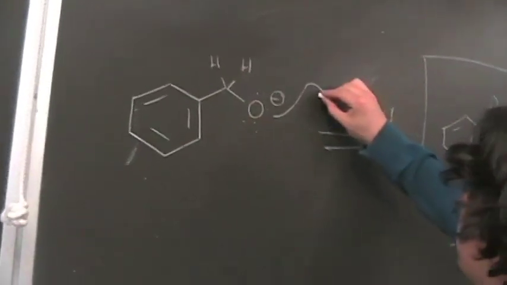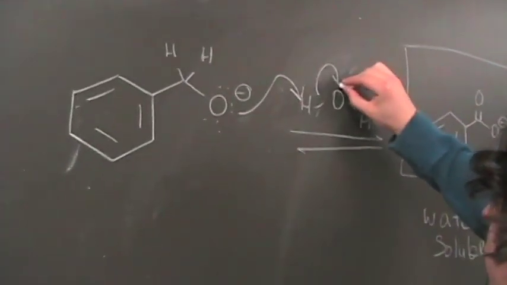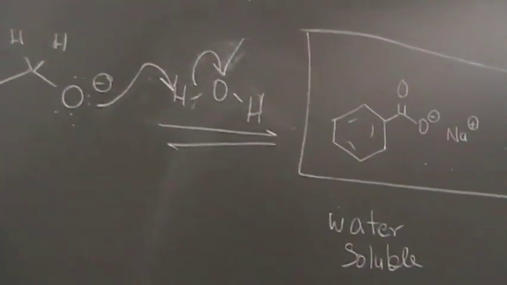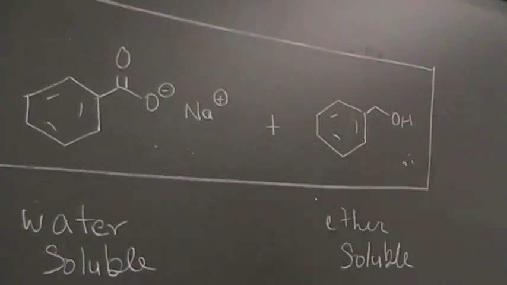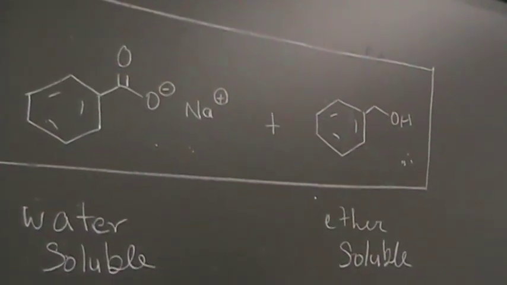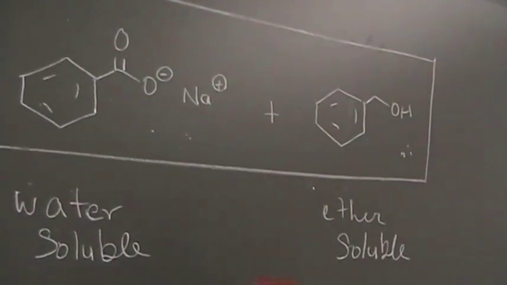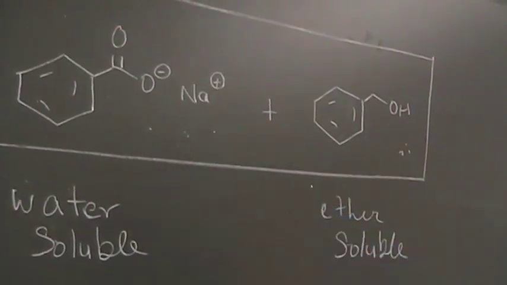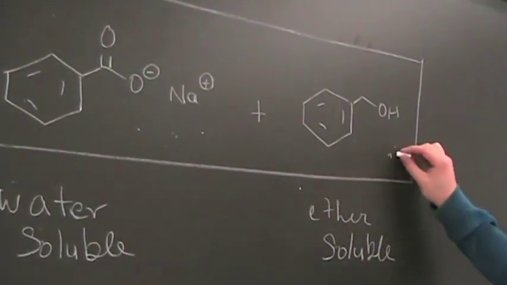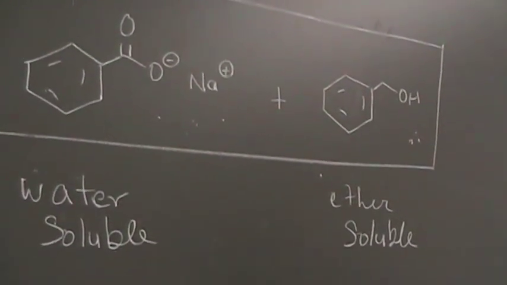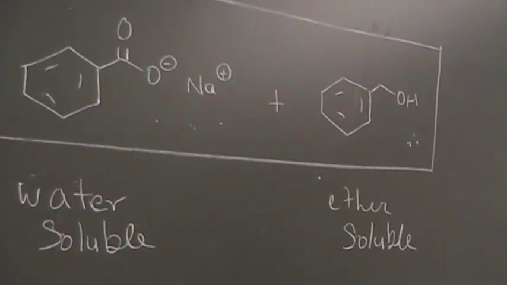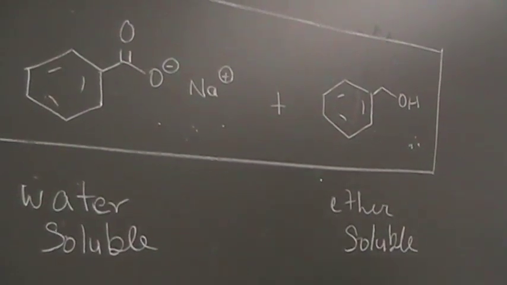Take a hydrogen from water, and then from there we have our final products, our salt and our benzyl alcohol. Immediately after you're done with it, you can separate it out. So this salt, as you'd expect, is water soluble, and then this alcohol is going to be soluble in ether. So you can just throw the products of your reaction in a sep funnel, add ether, and separate it out.